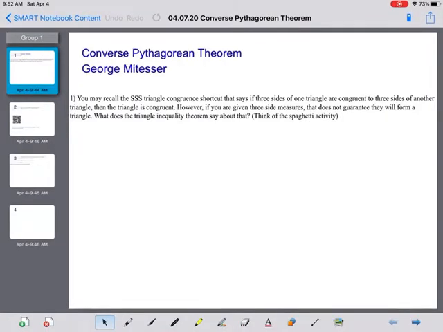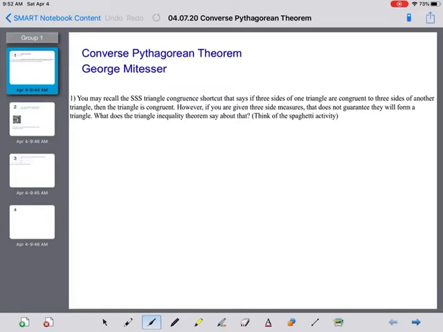Hello everybody. Today we're going to talk about what's called the converse of the Pythagorean theorem. So let's start by going over your investigation that you should have already completed. And this is just to summarize the investigation.